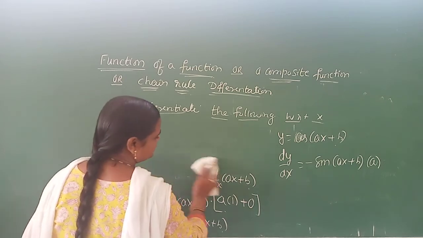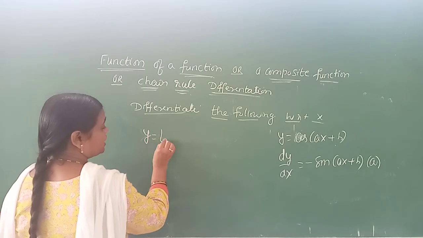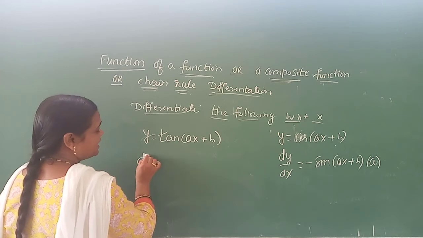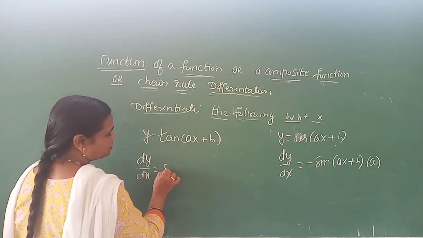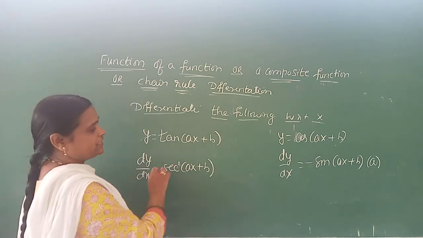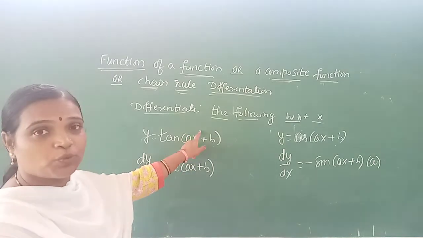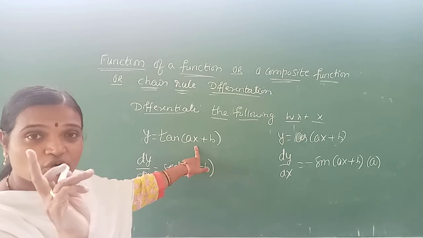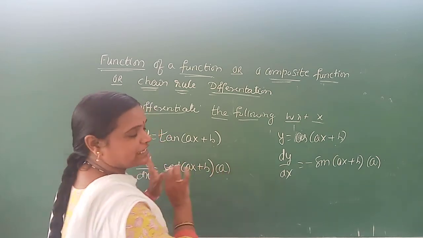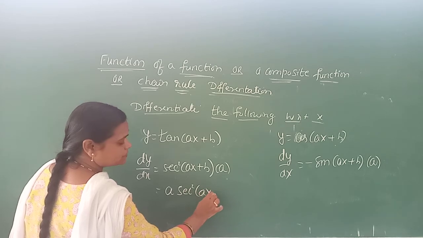Again, I will take another one. See, y equal to tan of ax plus b. Correct. And we know the tan differentiation is sec square ax plus b. A is constant, b is constant. X is linear. Linear means the power of x is 1. If the power of x is 1, its differential is always 1. X differential is 1. Therefore, a into 1 is a, so we can write this as a sec square ax plus b.